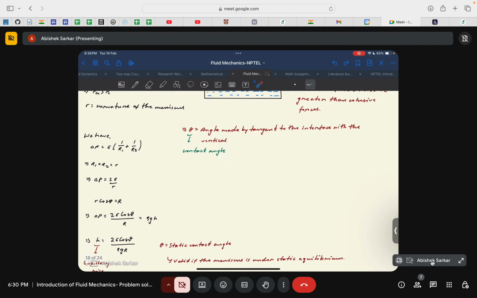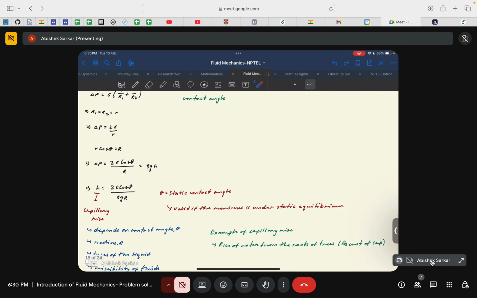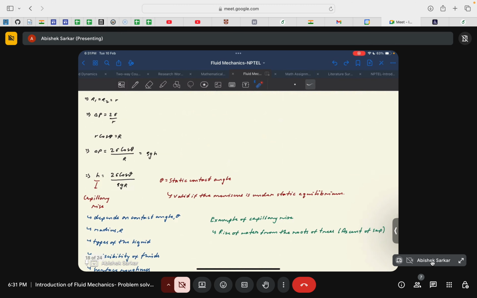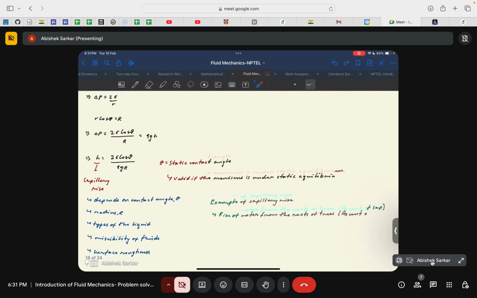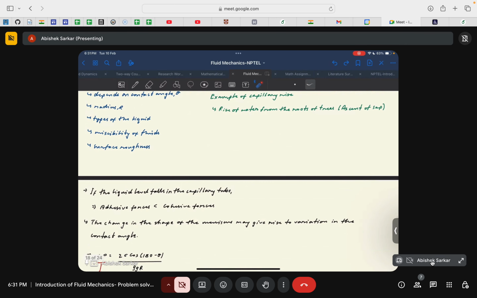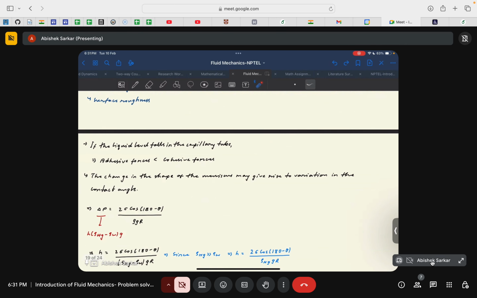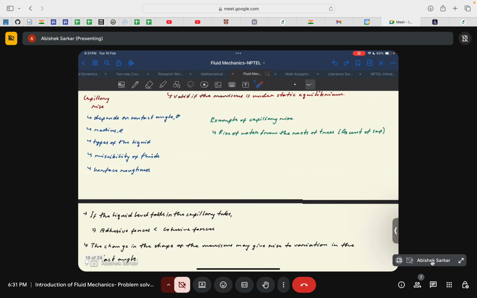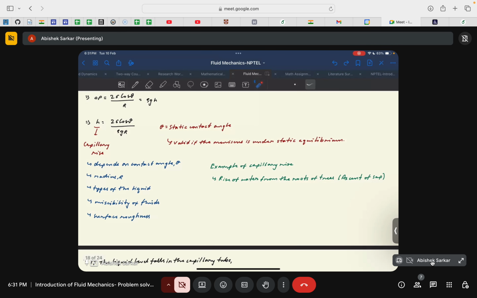Okay, so we'll have 2 sigma cos theta by R equal to rho g h, or h, the capillary rise, will be given by 2 sigma cos theta by rho g R. And for most of the cases this expression works quite well, even if the contact angle is obtuse. Of course, Professor Chakraborty has taken special cases where the expression has been changed a bit. I'll get back to it, but let us just be here for now.